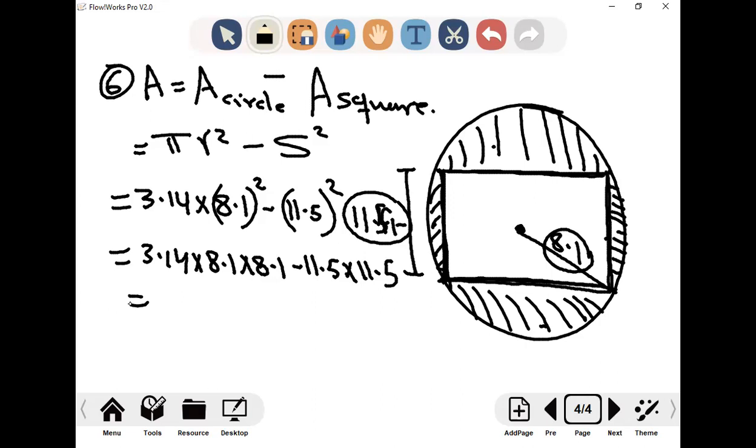Do they ask me to round it to the nearest hundredth? The full answer is 73.7654. This is the hundredth. After it we have 5, so the 6 will be 7. So the answer rounded to the nearest hundredth is 73.77 feet squared. What is this 73.77? It's the area in between the circle and the square.